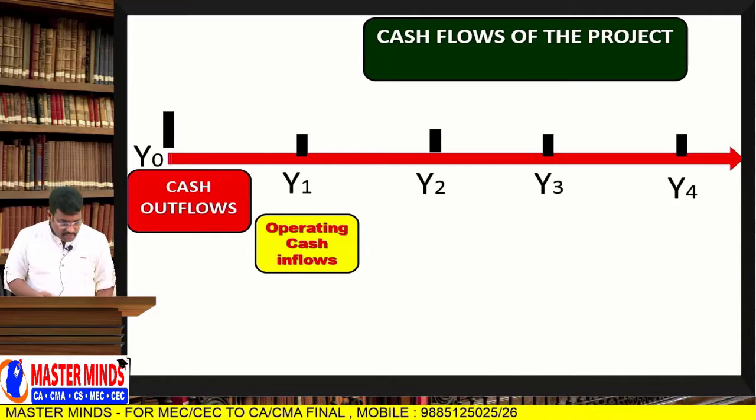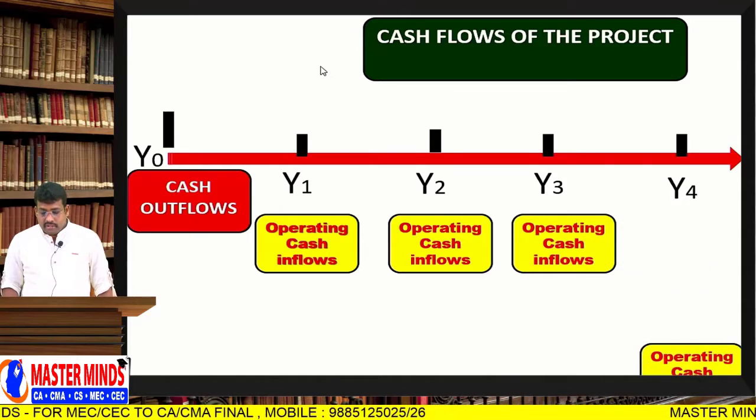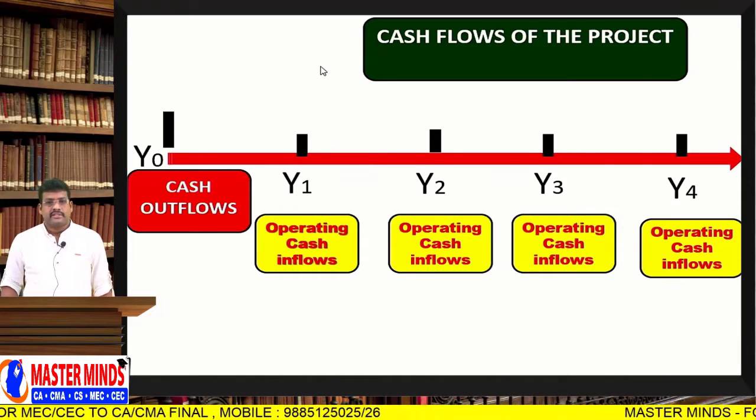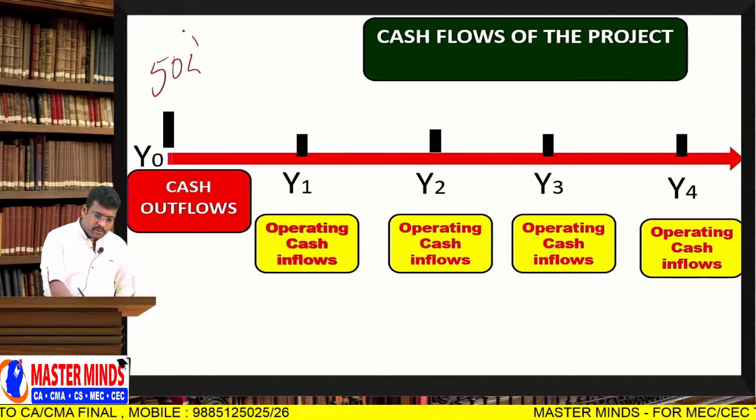It happens every year. First year operating cash inflow. Second year operating cash inflow. Third year also operating cash inflow generates. But one more point is, here you purchased an asset worth 50 lakh rupees.